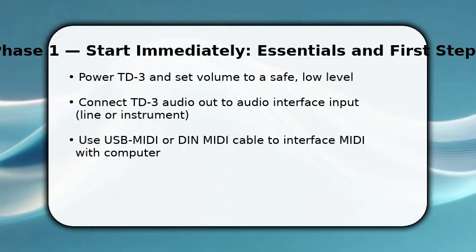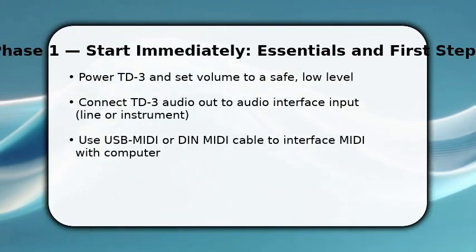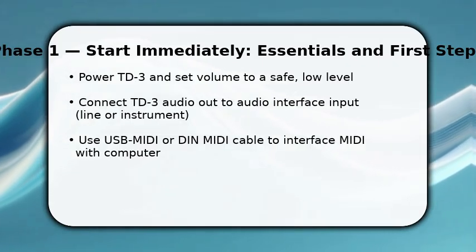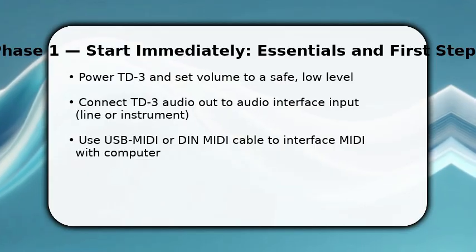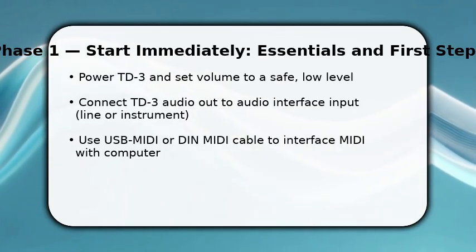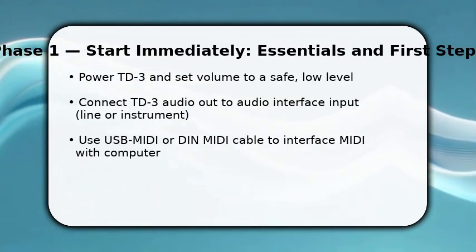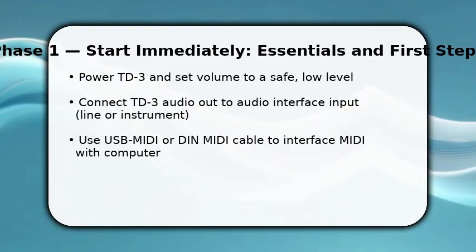Enjoy the video. You start by powering the TD-3 and getting audio and MIDI physically routed. Plug the TD-3 audio output into an audio interface input. Keep levels low to avoid clipping. Then connect MIDI. If your TD-3 supports USB MIDI, use that. Otherwise, use a MIDI DIN cable through a MIDI interface.